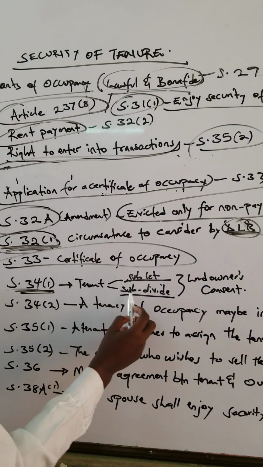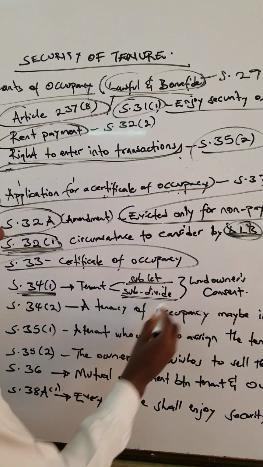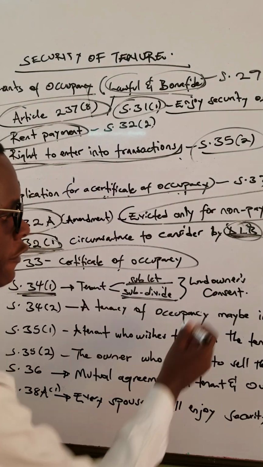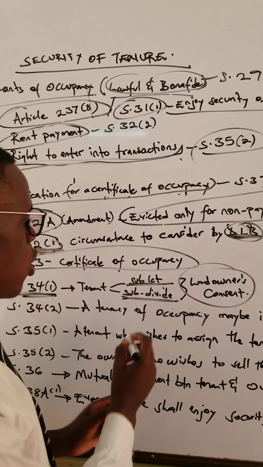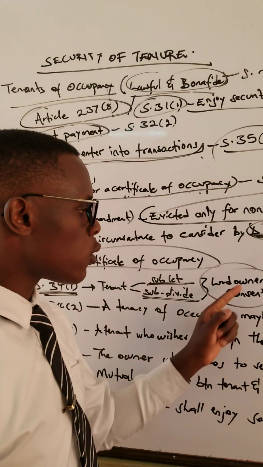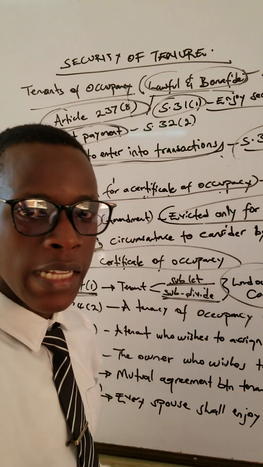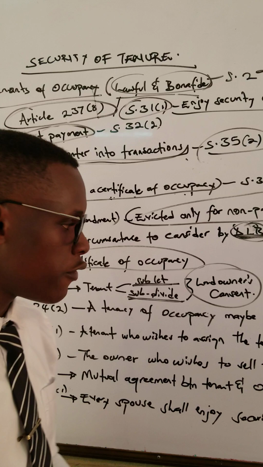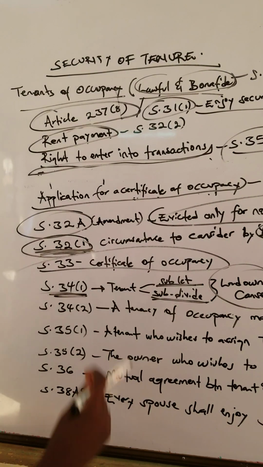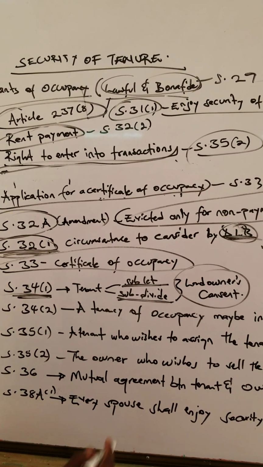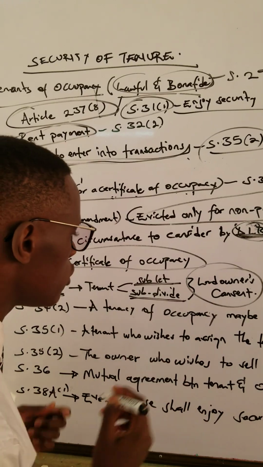And when you read this section, it talks that he can sublet and he can subdivide. However, he can only do these things after the consent of the what? Of the landlord. And it is not a guarantee. There's also criteria where the landlord refuses to give the consent. You understand? So this all talks about the security of tenure.